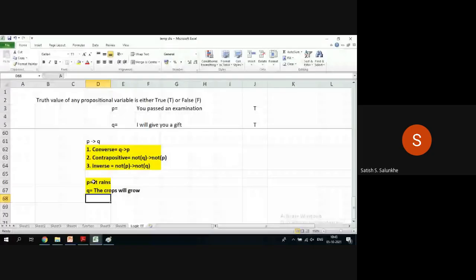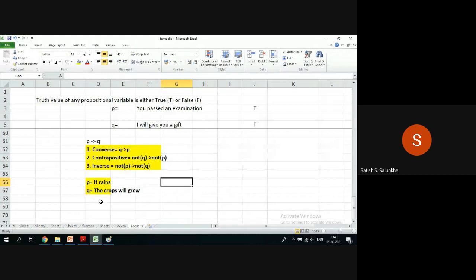Let's take one example to understand this. Let us assume P is, it rains, and Q is, let us say, the crops will grow. See, P and Q are just propositional variables. What is the exact proposition? It rains. This is represented by propositional variable P. The crops will grow is represented by propositional variable Q. Now, we need to understand what P implies Q is.